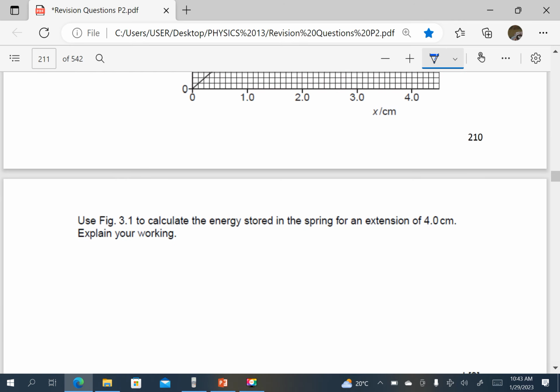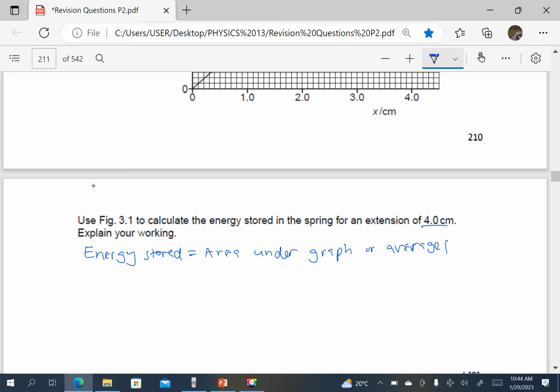Calculate the energy stored in the spring for an extension of 4 centimeters. Explain your working. When they say explain your working, the energy stored is the area under the graph. Energy stored is equal to the area under the graph. Or it can be the average force times extension. Average force, that is a half F times X.